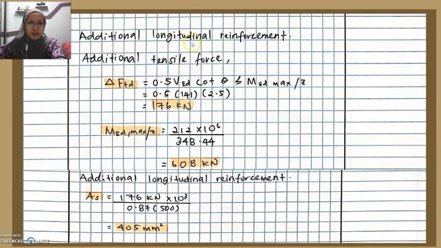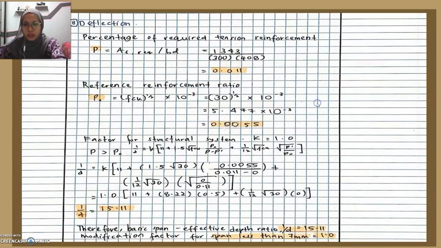Okay, the additional longitudinal reinforcement. For the additional tensile force, we get the answer 176 kN. So M Ed equal to M x exact, we get the answer 608 kNm. Okay, for the additional longitudinal reinforcement, we got the answer 4085 mm squared.